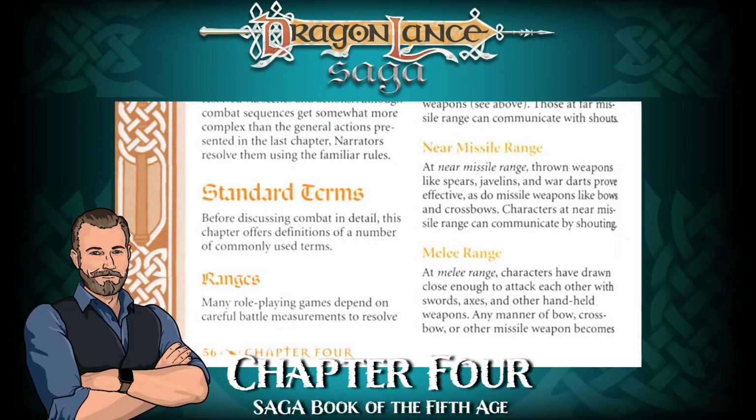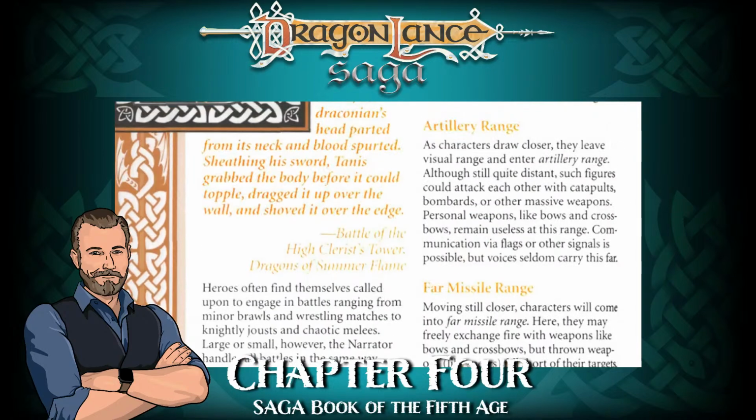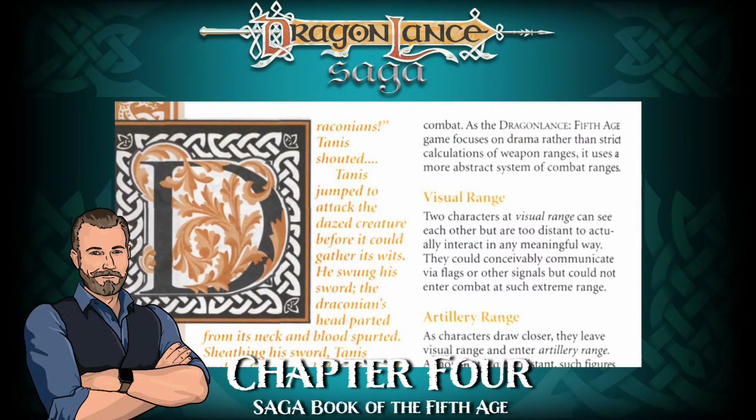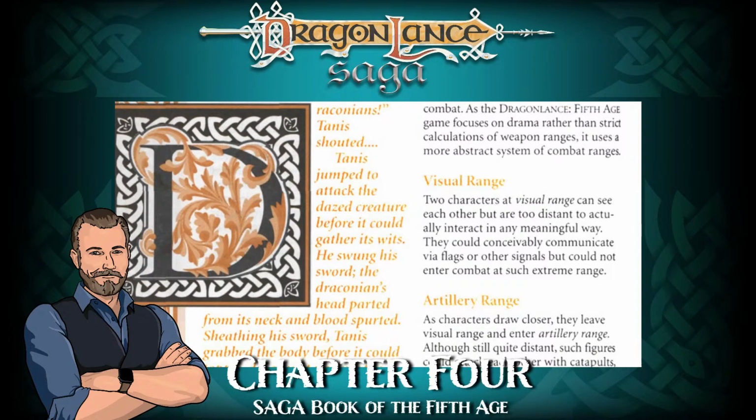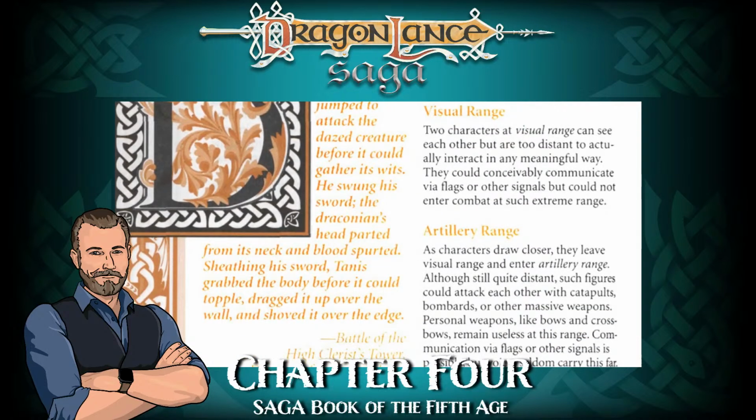Standard terms. Before discussing combat in detail, this chapter offers definitions of a number of commonly used terms. Ranges. Many role-playing games depend on careful battle measurements to resolve combat. As the Dragonlance 5th Age game focuses on drama rather than strict calculations of weapon ranges, it uses a more abstract system of combat ranges. Visual range. Two characters at visual range can see each other but are too distant to actually interact in any meaningful way. They could conceivably communicate via flags or other signals, but could not enter combat at such extreme range.